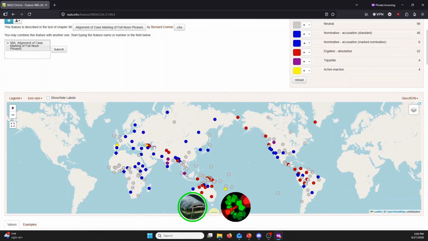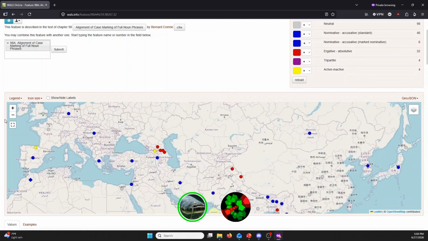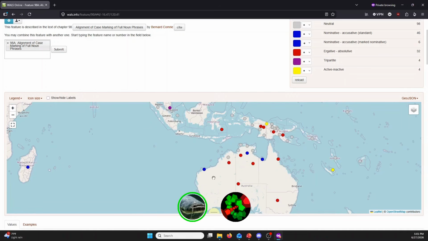This is one of the interesting things. You do get some geographical patterns. So case marking itself has certain distributions. For example, there's not as much in Africa and certain parts of the Americas. But once you do have case marking, some places have more ergativity. So there's a lot in the Caucasus, and there's a lot in Australia, these red dots.